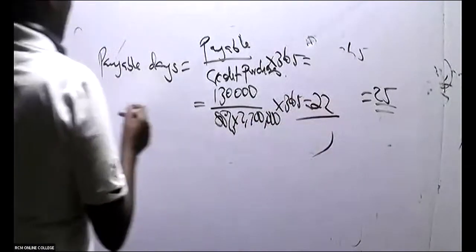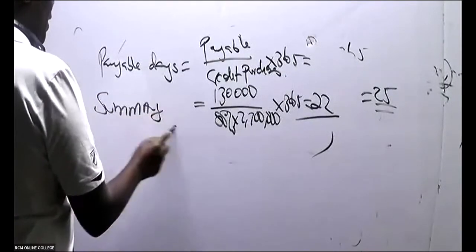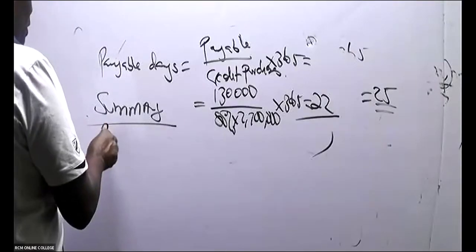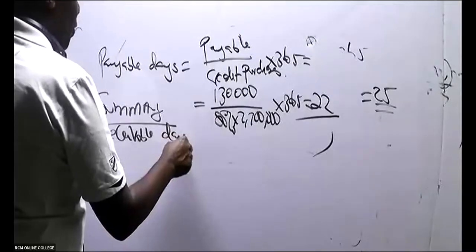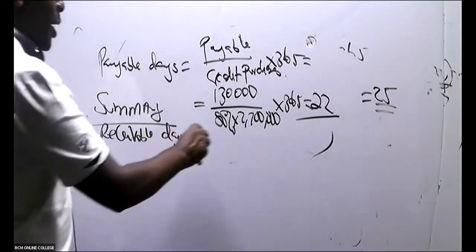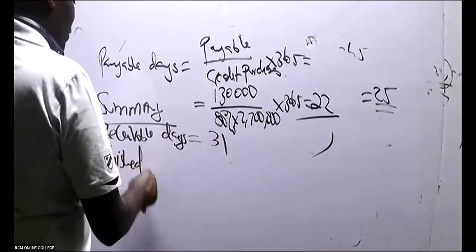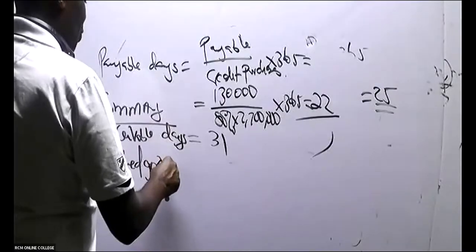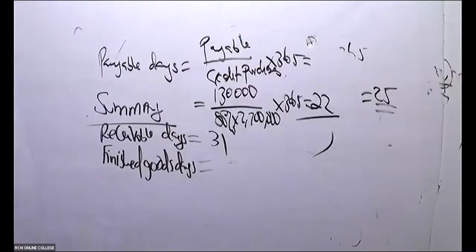So from there, we have our summary for the cash operating cycle. So we have receivable days. Remember this summary, receivable days, they were 31. We have finished goods. Are you able to remember the finished goods days?